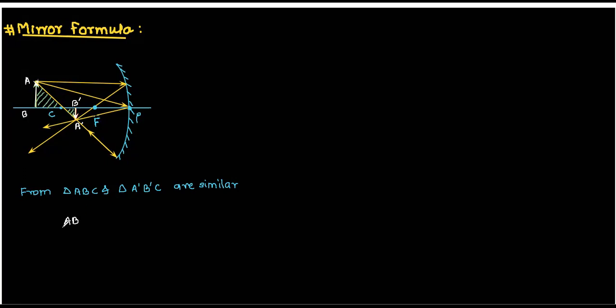AB by A dash B dash is equal to CB divided by CB dash. Call this equation number 1. Understand? From these two triangles I have shaded already. You can see in the diagram.